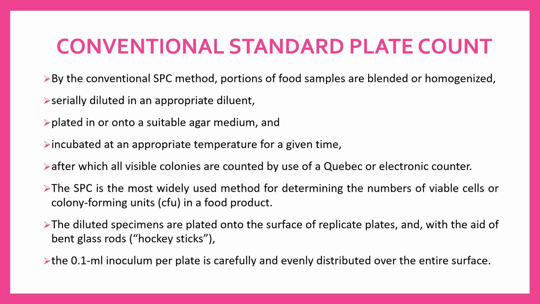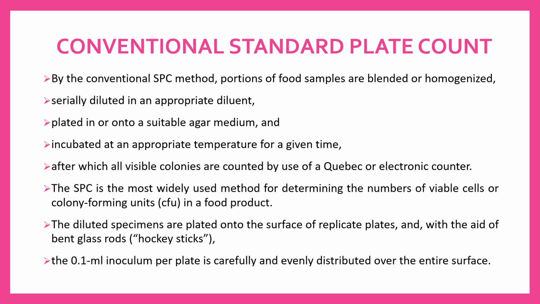Now we'll see the first method, the conventional standard plate count method. In this method, a portion of the food sample is blended or homogenized, then serially diluted, and then plated onto a suitable agar medium, which is incubated at an appropriate temperature for a given time, after which all the visible colonies are counted by using a cubic or electronic counter. The standard plate count is the most widely used method for determining the number of viable cells or colony forming units in a food product.